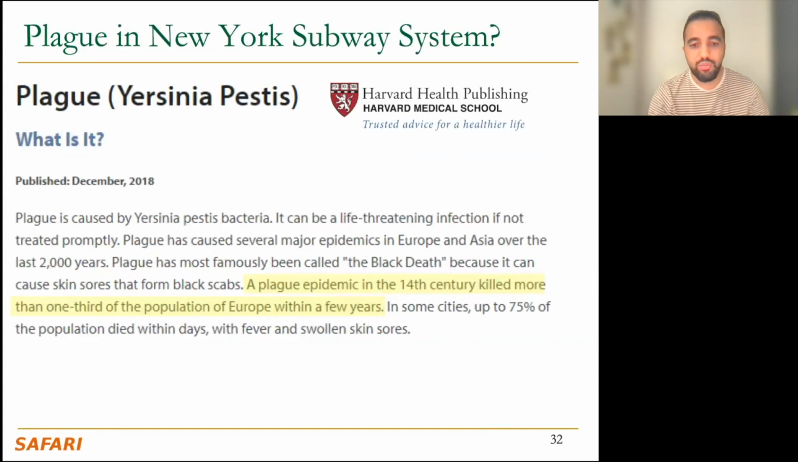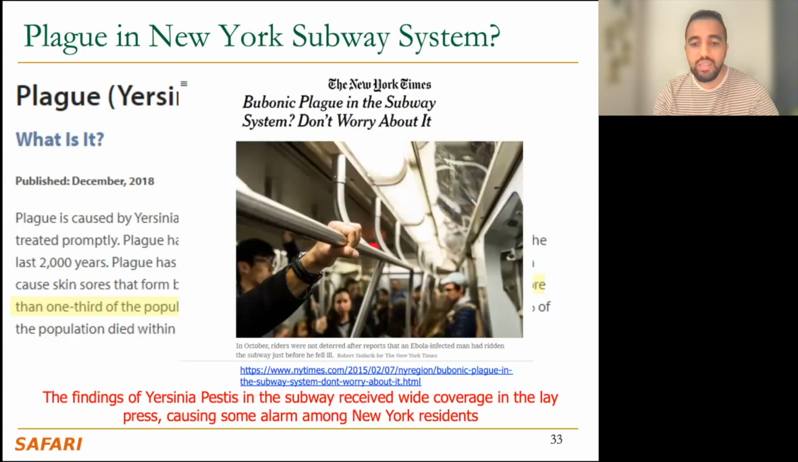One important thing out of the New York subway stations, they found the plague, which is Yersinia pestis. And for those who don't know what it is, it is a bacterial infection that killed more than a third of the population of Europe within a few years in the 14th century. So it's really important to do these analyses regularly, such that you figure out which bacteria are harmful and which are not harmful, so you can take action on time. And this was covered by the news and raised a lot of alarm at that time. This is in 2015.